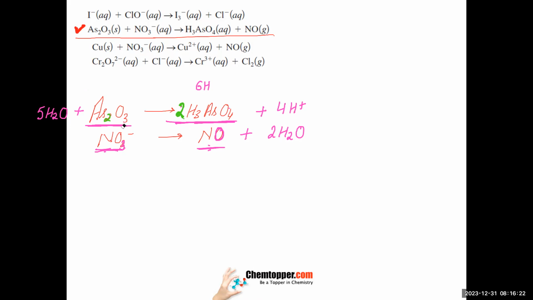So hydrogens are done for the first half equation. Let's see hydrogen for the second half equation. Second half equation, this one. There are 4 on this side, 0 on this side. So add 4H plus on the left side. Very good, Dhruv, Shrihan. Very good.